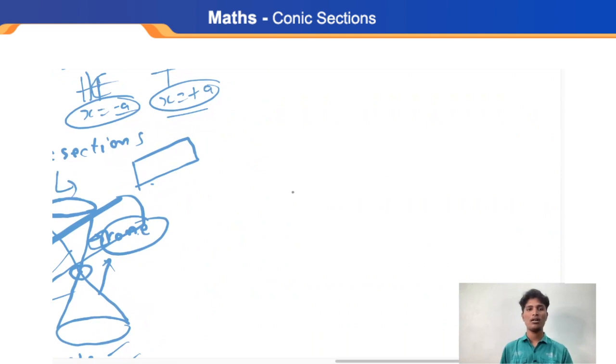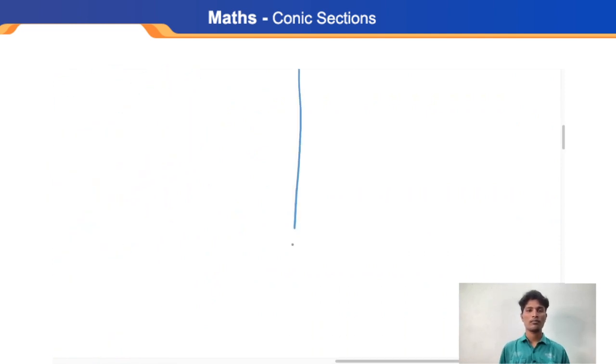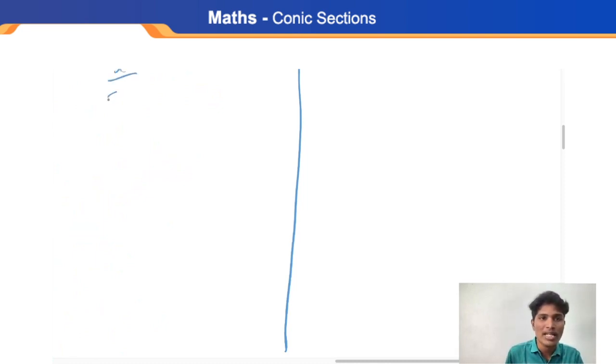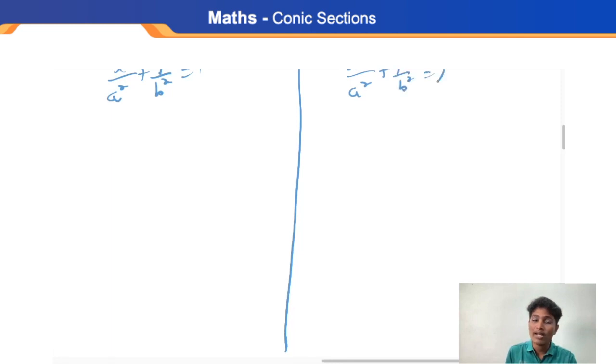So basically I have to move here. There are two types of ellipse. The first equation is x square by a square plus y square by b square is equal to 1. This is one equation. And another equation also, x square by a square plus y square by b square is equal to 1 only. But what is the change here? Here it is a greater than b. Here it is a less than b.